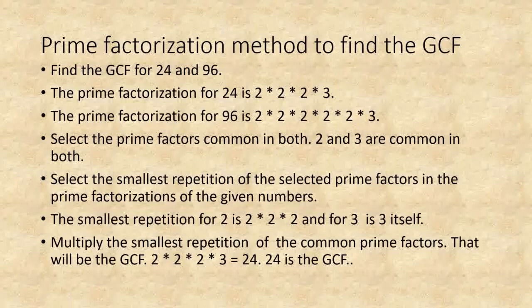Here you have to select the prime factors that are common in all the lists. If a prime factor repeats, select the smallest repetition. Here the prime factor 2 is appearing 3 times. Here it is repeating 5 times. Do we need to take 3 times or 5 times? We have to take 3 times.